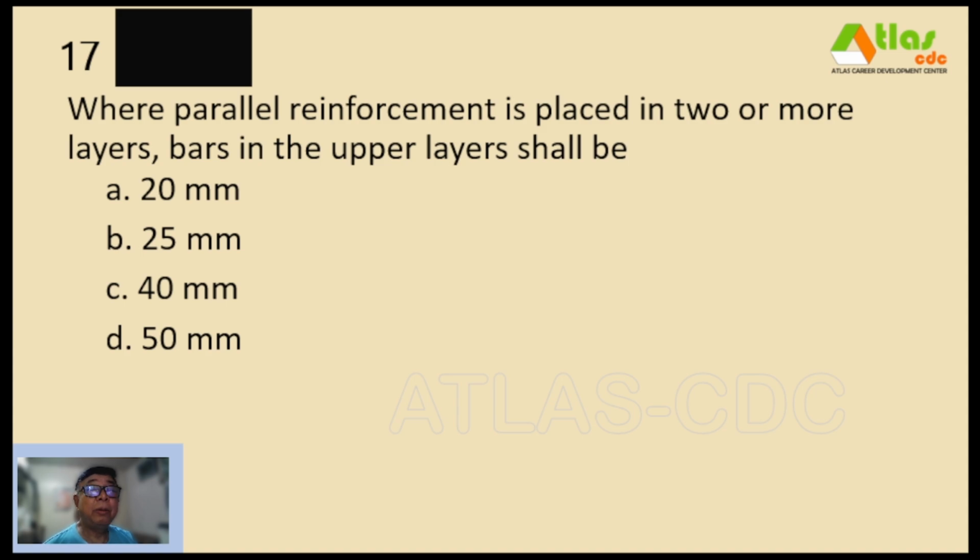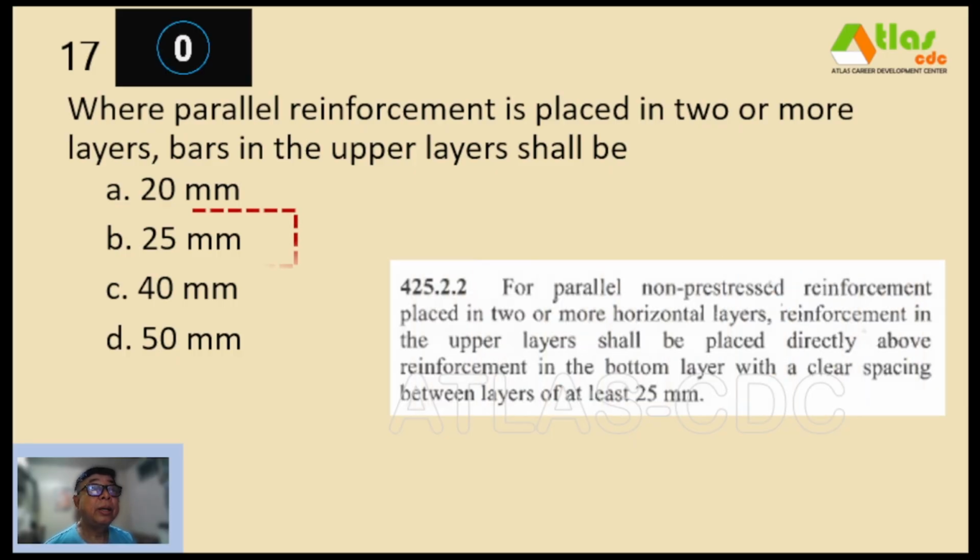17. Where parallel reinforcement is placed in 2 or more layers, bars in the upper layer shall be A. 20 mm, B. 25 mm, C. 40 mm, and D. 50 mm. And our correct answer is letter B, 25 mm.